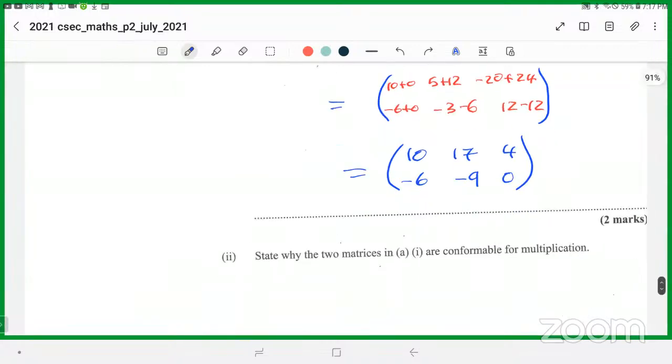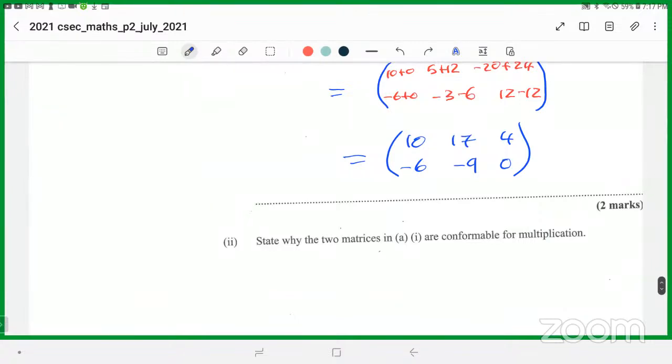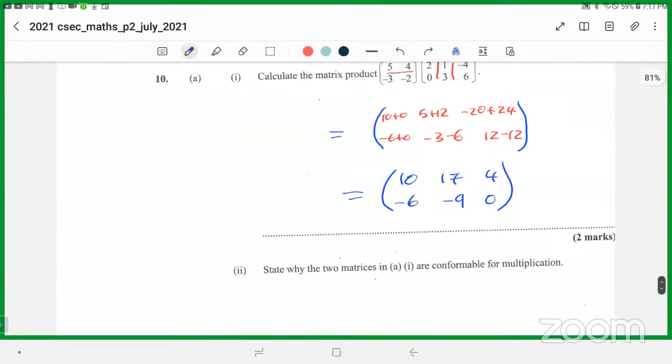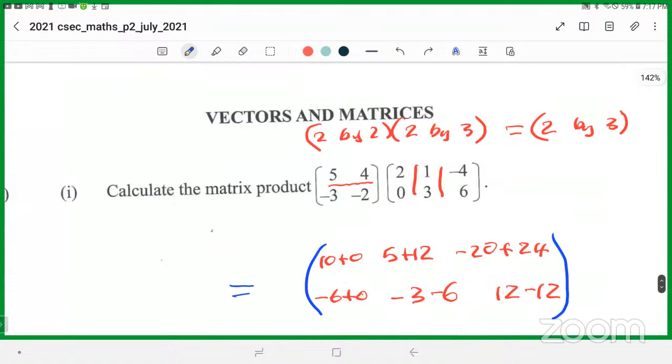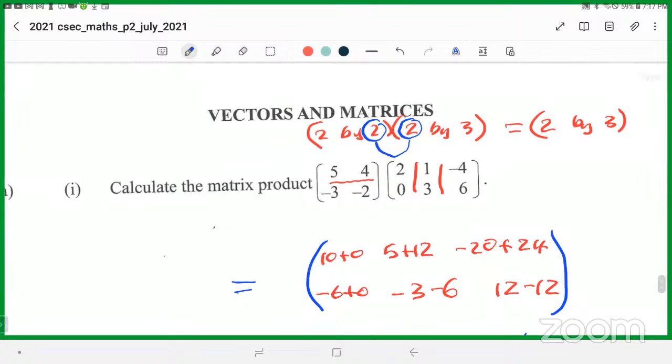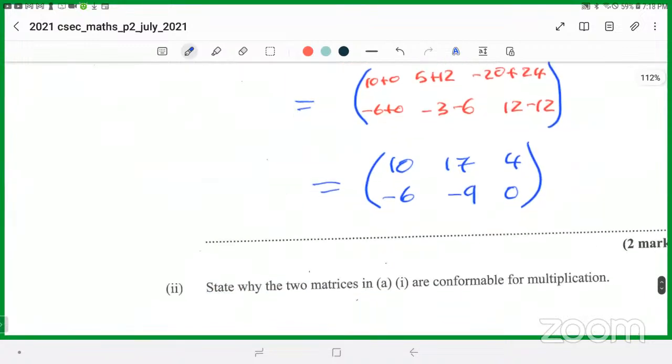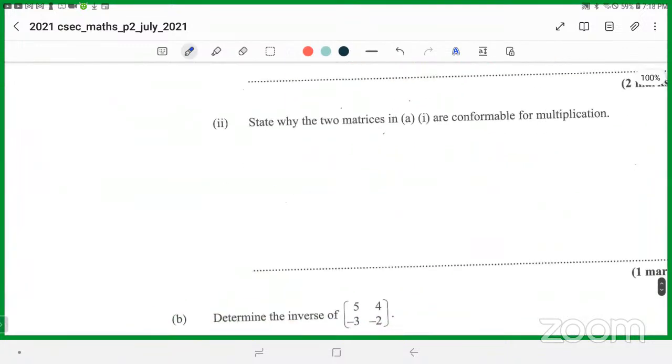Next question says, state why the 2 matrices in A1 are conformable. They are conformable because the number of columns in the first one is equal to the number of rows in the second one. That's what you have to write: number of columns in the first matrix equals the number of rows in the second matrix. Let's write that. State why it is conformable.